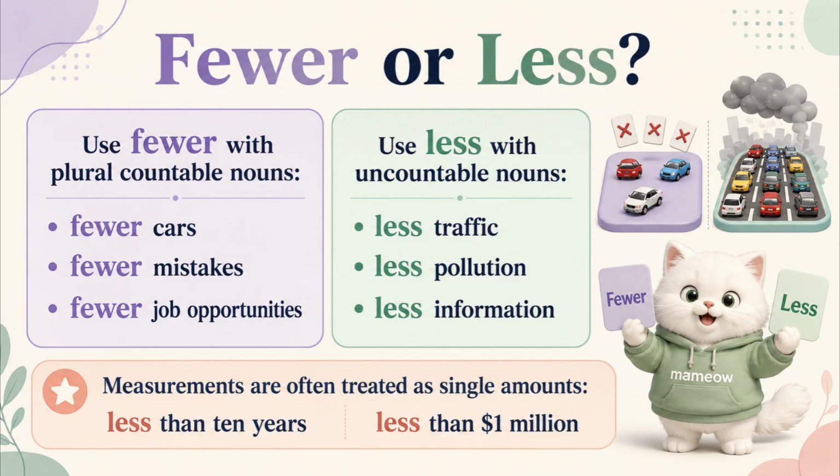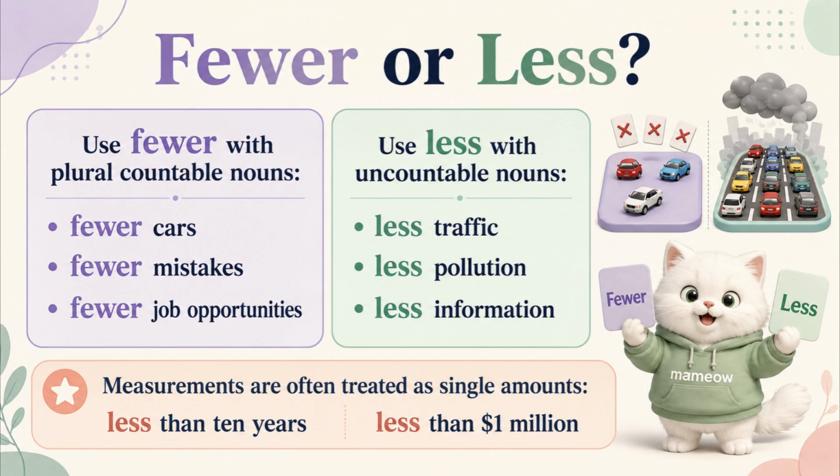Use fewer when referring to a smaller number of plural countable nouns. For example, fewer cars, fewer mistakes, and fewer job opportunities. Use less when referring to a smaller amount of an uncountable noun. For example, less traffic, less pollution, and less information.